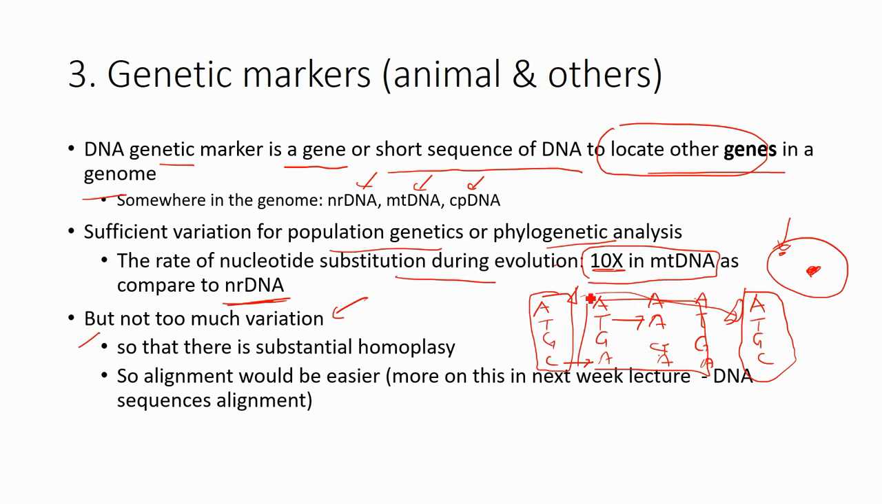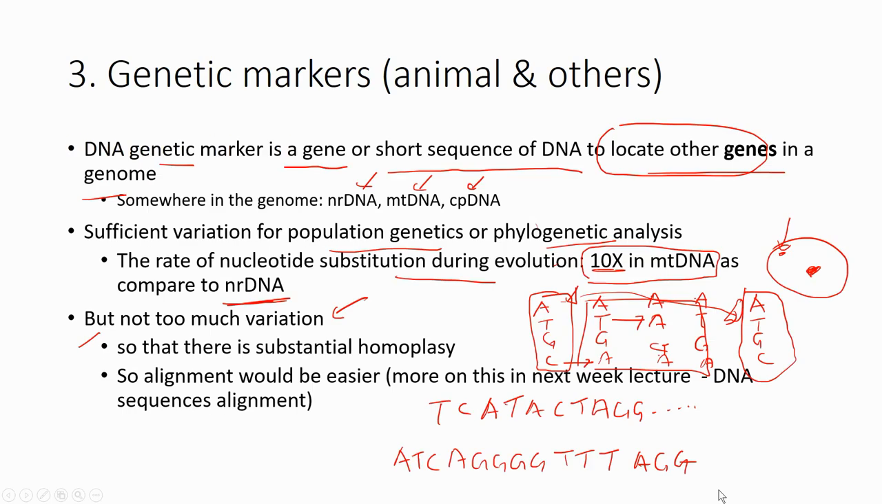I can explain briefly now, since we already mentioned it twice. Let's say you have two sequences, a very, very long sequence. Just look at these two sequences. Let's say these two sequences are from different individuals. Before we can study the genetic variation, we need to align them and compare them to see how much difference there is. In this case, can you tell how much difference there is between these two sequences?